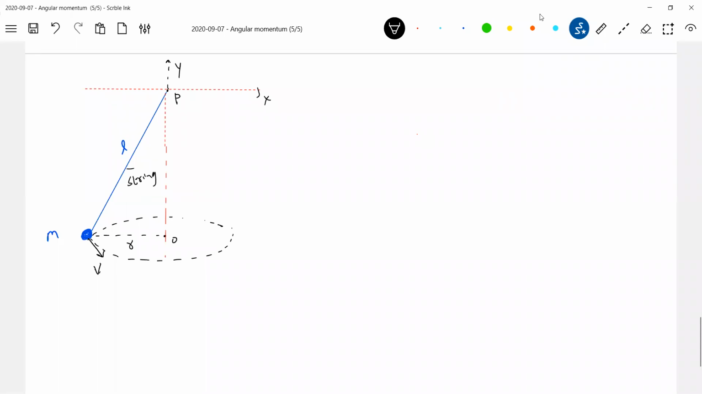How much angular momentum? L O Y. I'm writing clearly, just make the observation. This should be equal to how much? m into R bar cross V. R bar will be r minus i cap cross V k cap. I cross K cross I will be j.